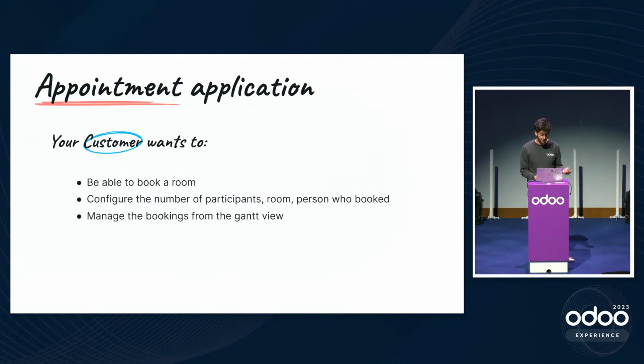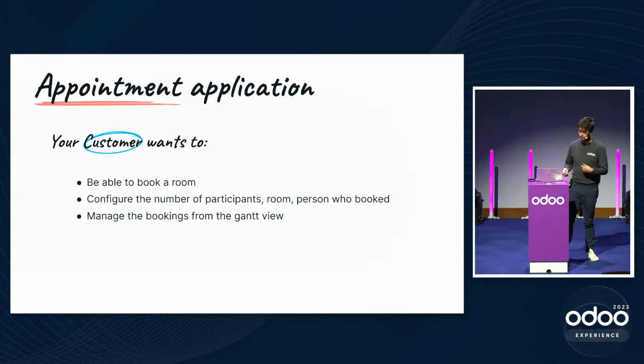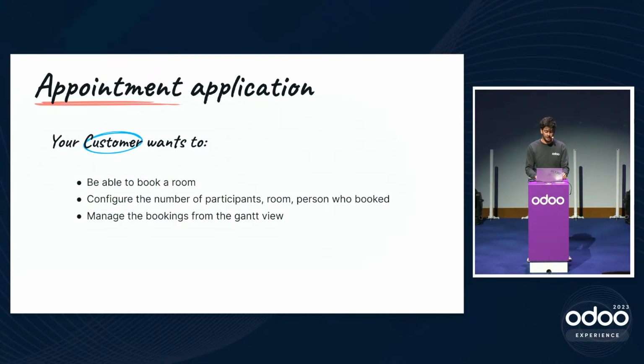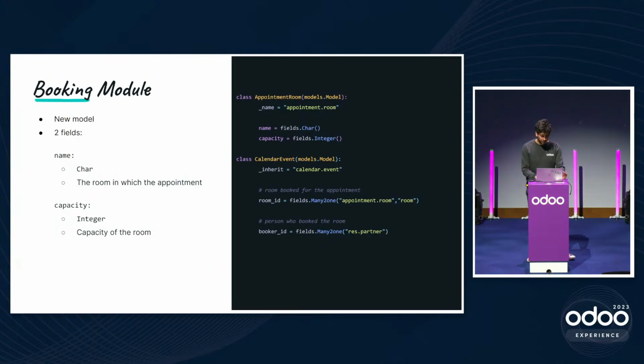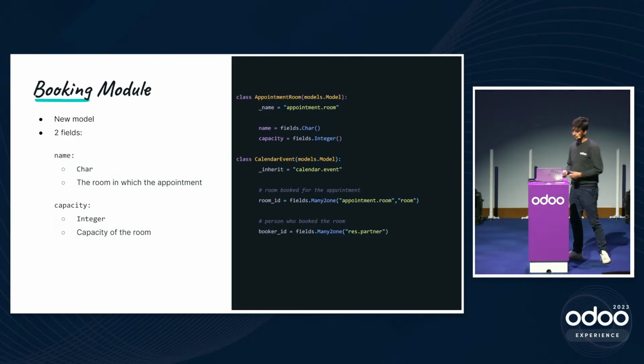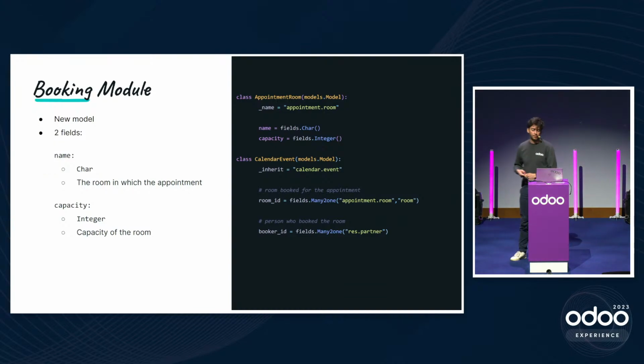So you might have in the past done customization for your customer, so that, for example, he's able to book a room, he's able to configure the number of participants, the room, and the person who booked the room, and also be able to manage bookings from the Gantt view. So for that, you would write a small piece of code. So you would create a new model for an appointment room with a name and capacity.